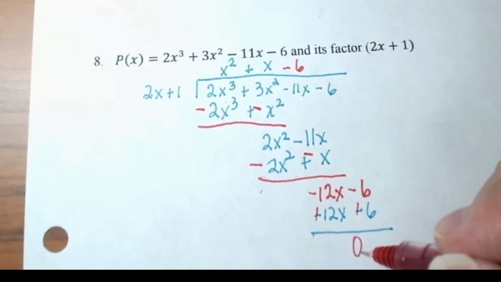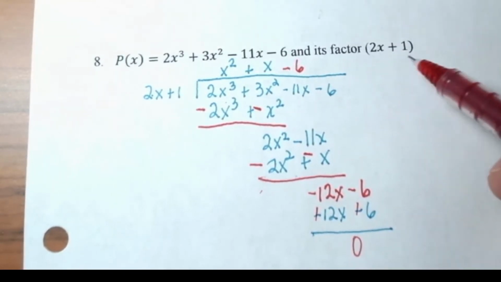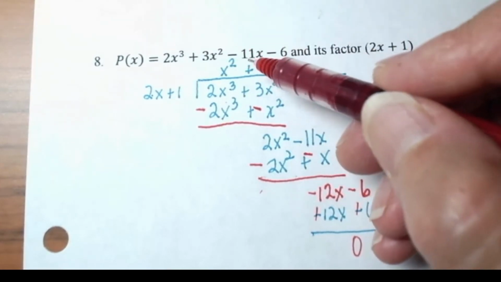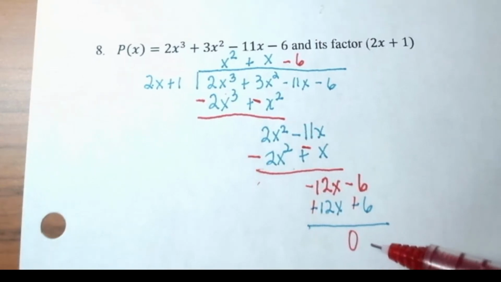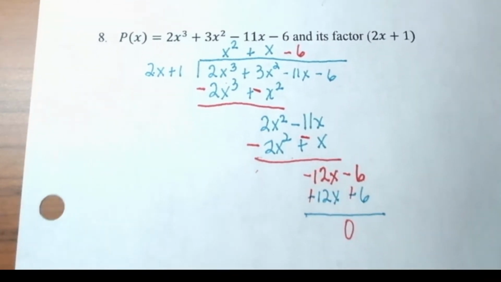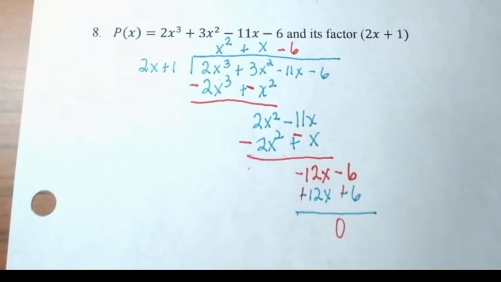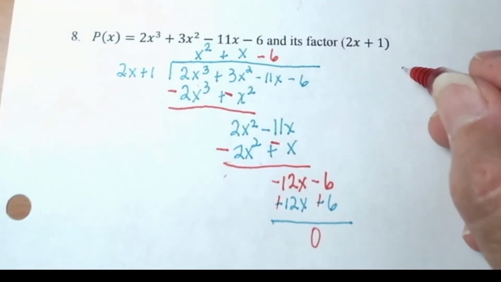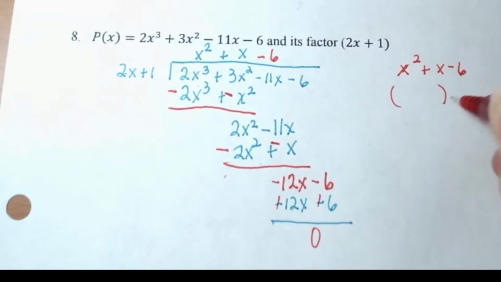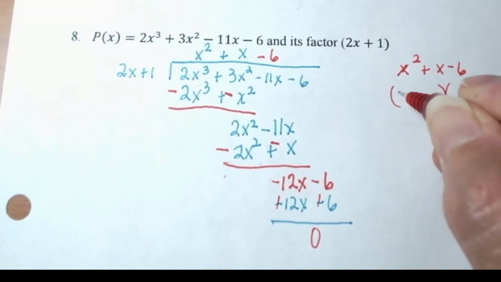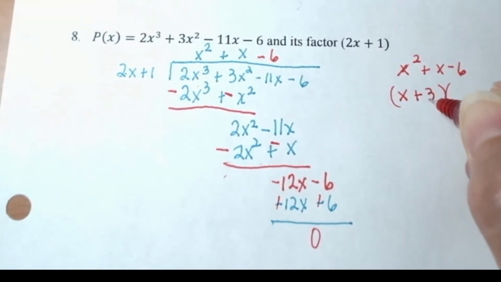Okay? And that needs to happen because 2x plus 1, we were given that that's one of the factors of p. So this remainder should be 0. If it isn't, then check your signs and see if you missed a sign somewhere. Okay, so now this quadratic we need to factor: x squared plus x minus 6. And this one's not too tough, right? Because we need two numbers that multiply to negative 6 and add up to a positive 1. So that would be x plus 3 times x minus 2.